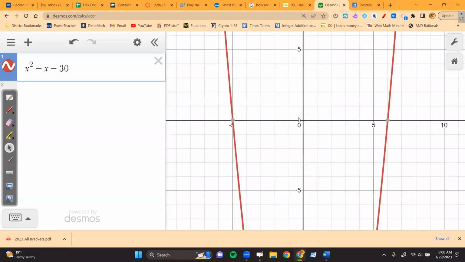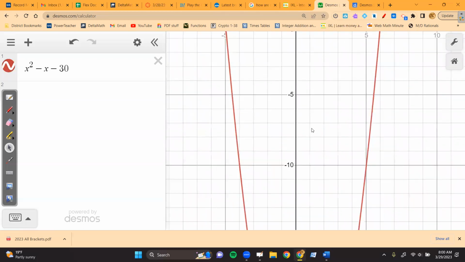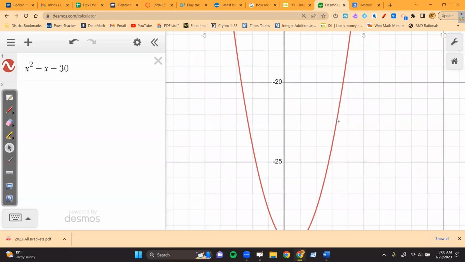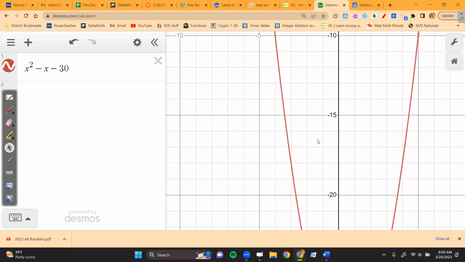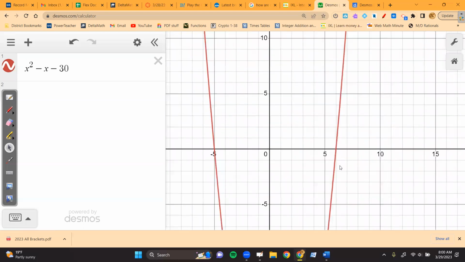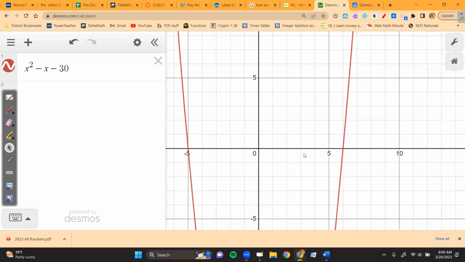What I want to do is get a window where I can see where the graph crosses the x-axis. So I can go down here and find the vertex, I can find all sorts of things. I can customize this however I want. We'll play more with it whenever you want to. But for now, what I'm interested in are the points where the graph slices through the x-axis. And you can see them. It's impossible not to see what I'm talking about.